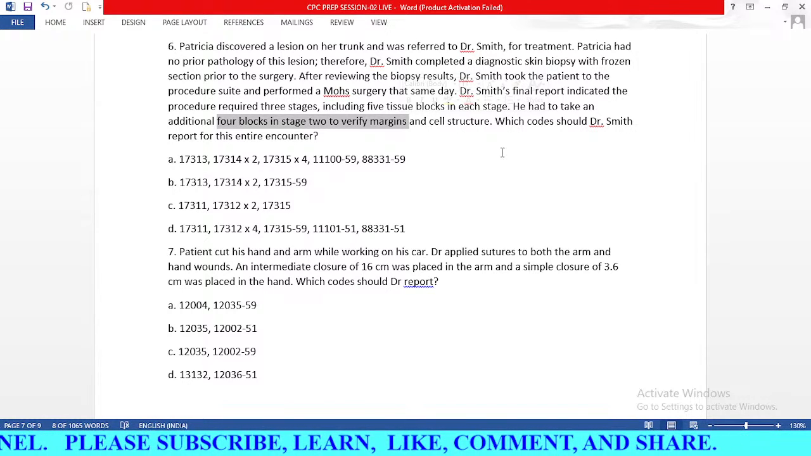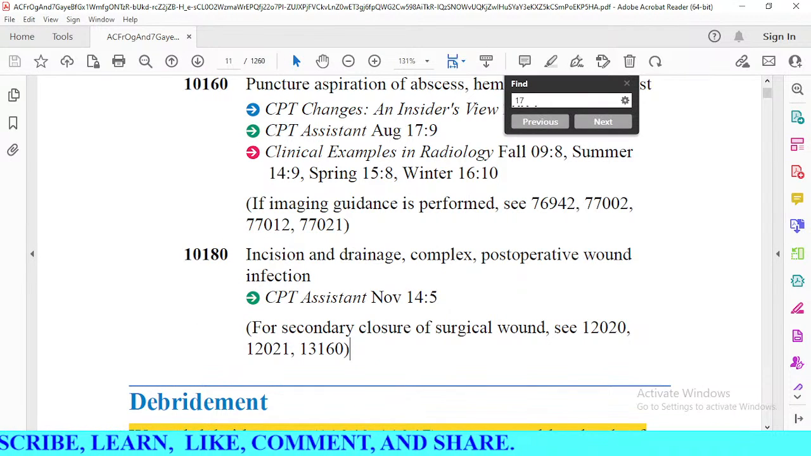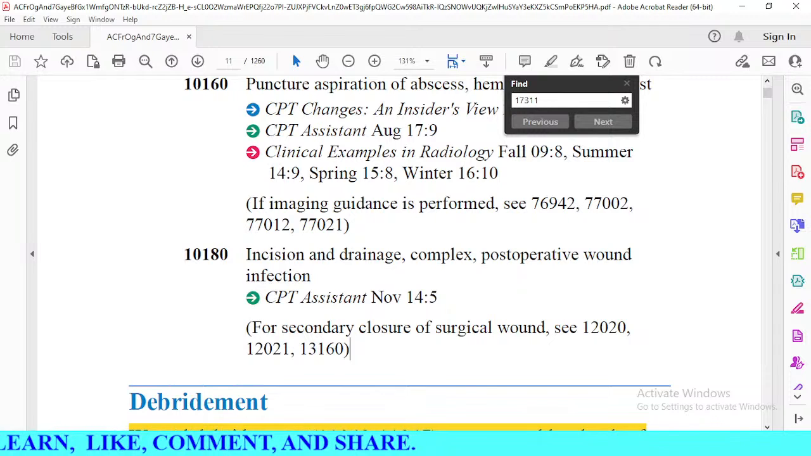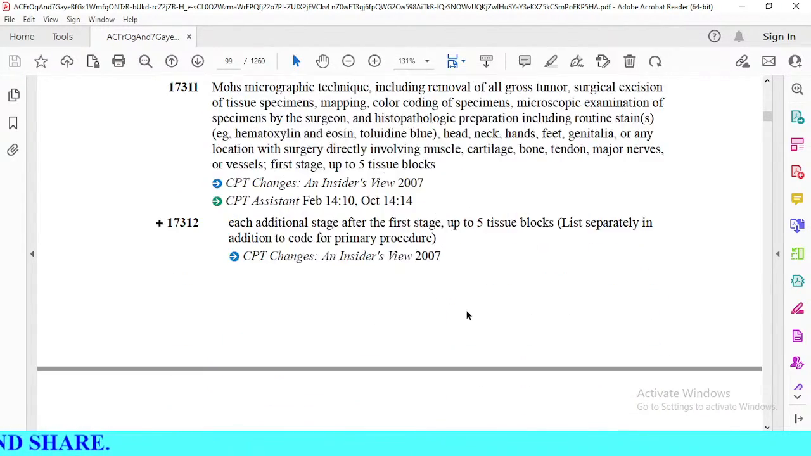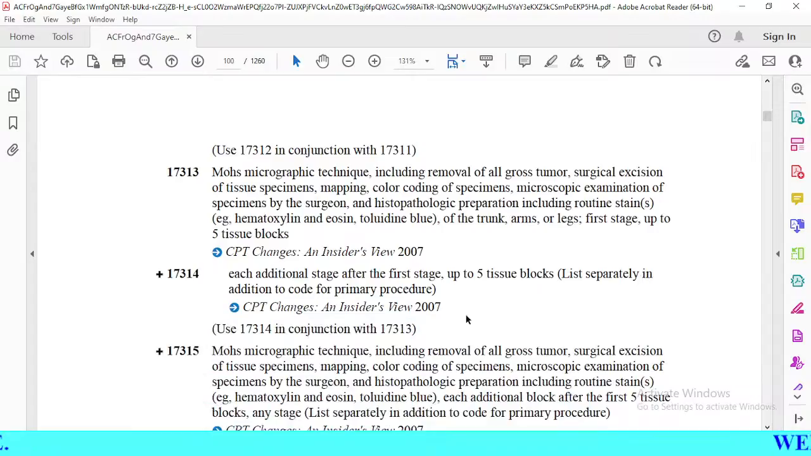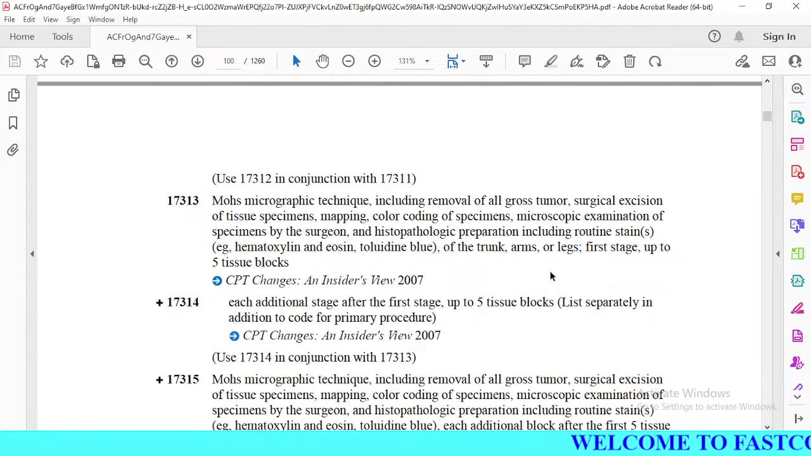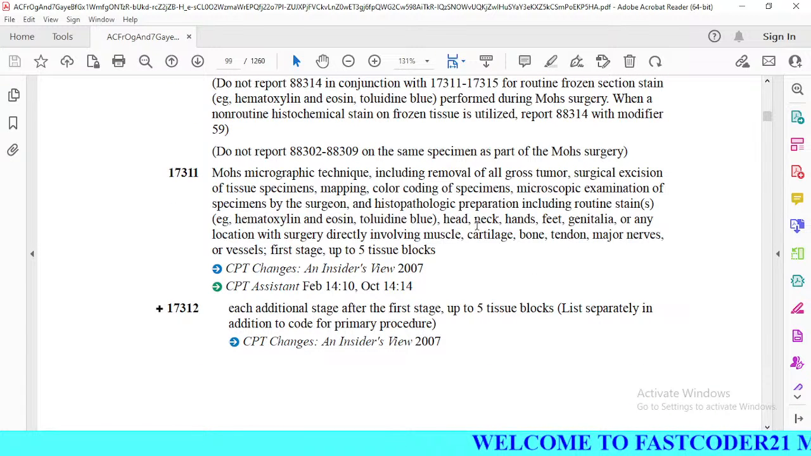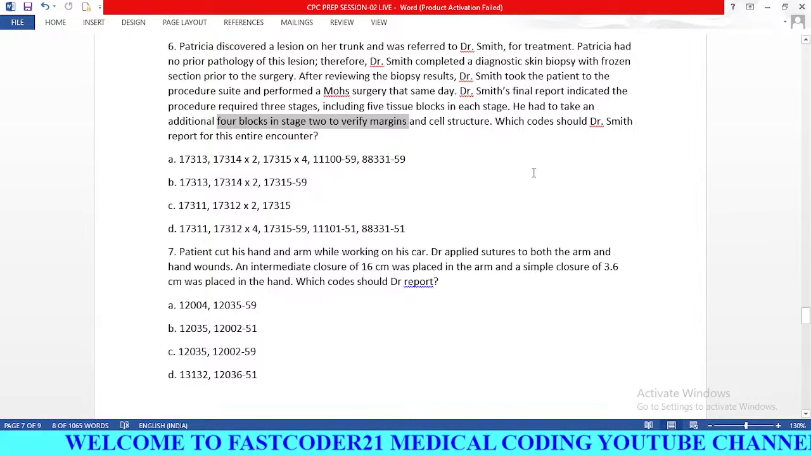So here also, if you see here 17311, it depends on the site. So we need to check the site properly. See here, it is related to trunk, arms or legs. 17311 is related to head, neck, hands, feet, genitalia or any location with surgery directly involving muscle. So you need to check what our site is here first. Our site is trunk.